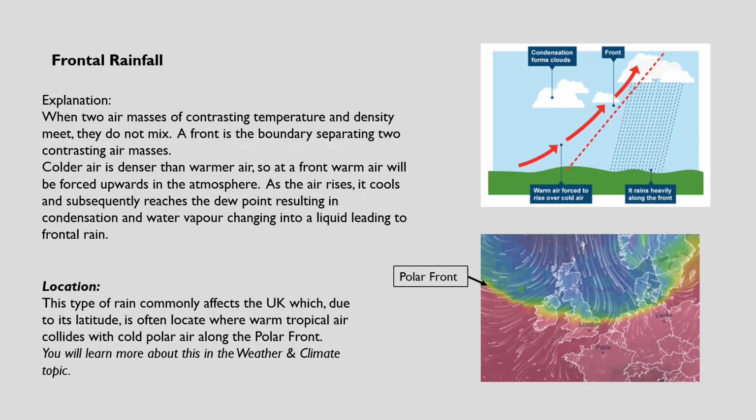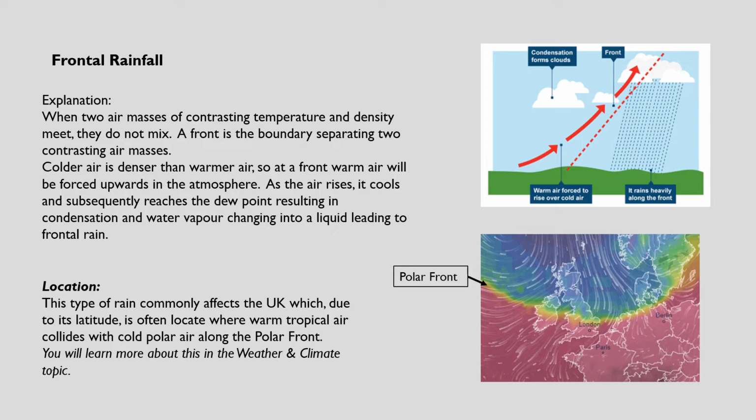So the final method of rainfall formation is something called frontal rainfall, and as you can see at the bottom of this slide, again, this is something you're going to learn about in much more detail in the weather and climate topic. Just like the other two types of rainfall, air is moving upwards in the atmosphere, cooling down, condensing, and producing those water droplets which will turn to rain.